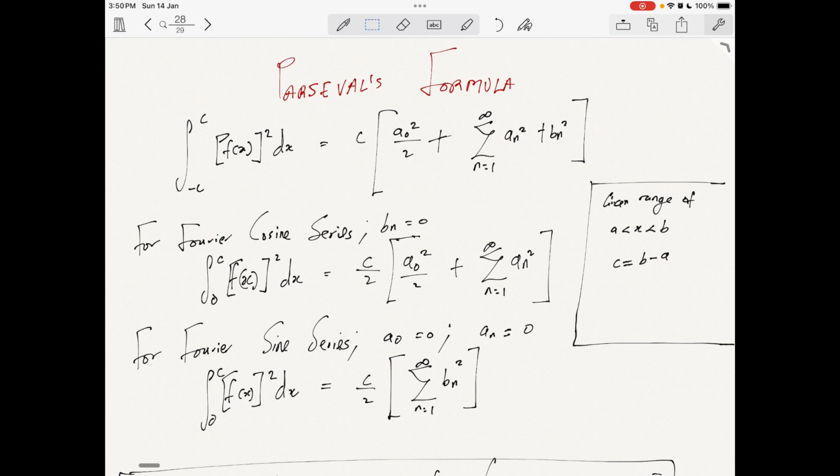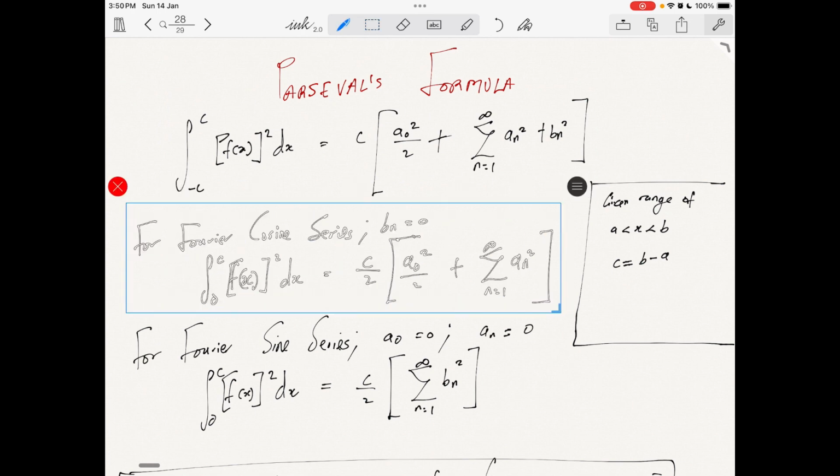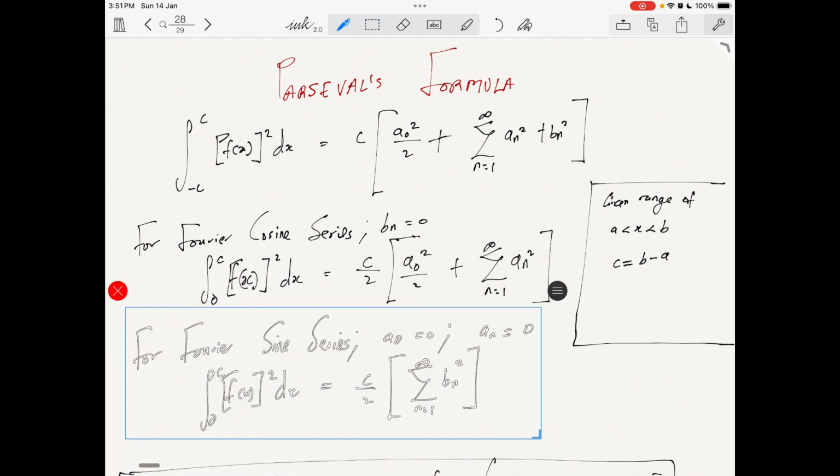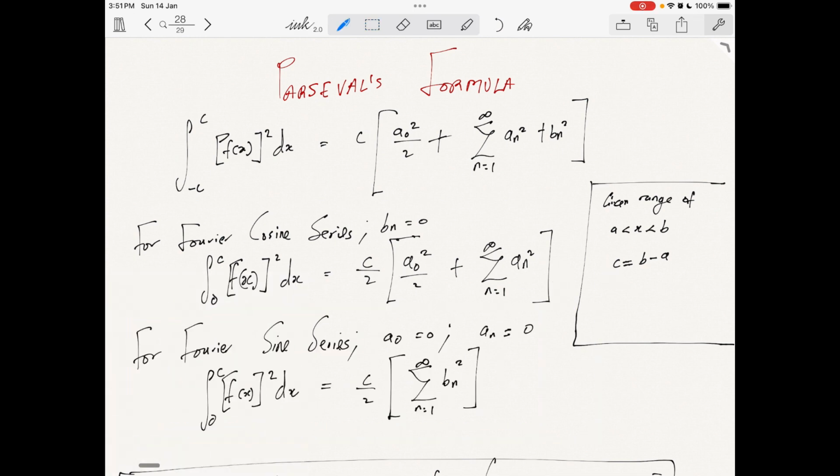So the general formula is given by this. However, for Fourier cosine series, where we have Bn equal to 0, you can see that this Bn here is no longer here because it's equal to 0. However, for Fourier sine series, you can see that A0 is equal to 0 and An is also equal to 0. So with respect to that, these two are gone and we are left with just this.